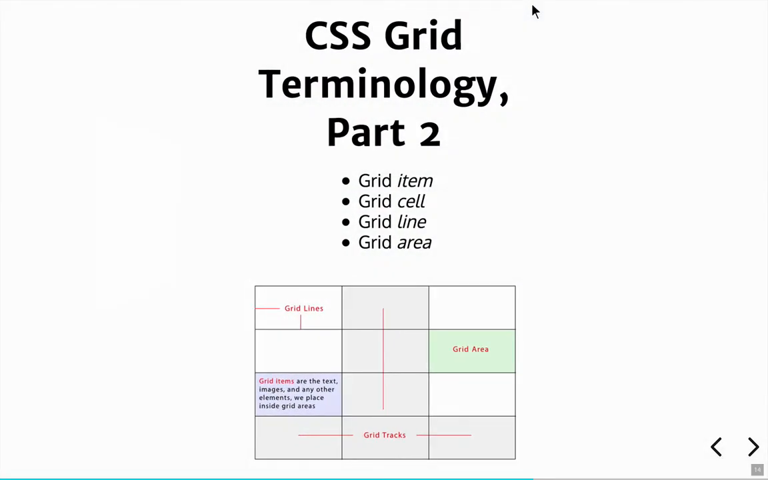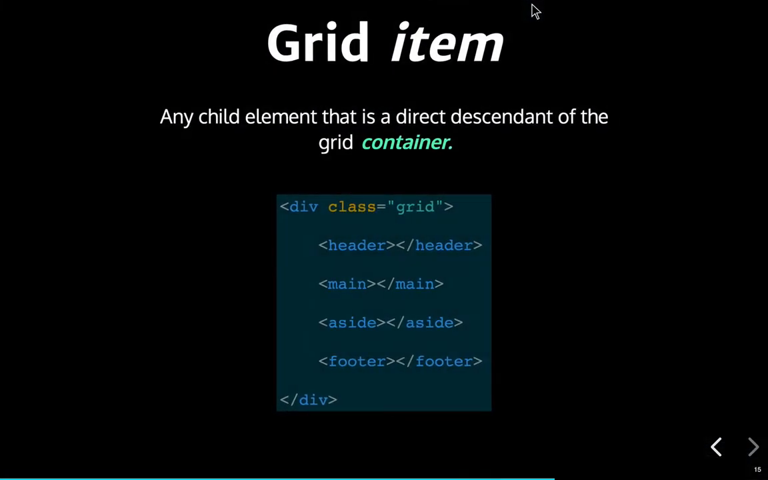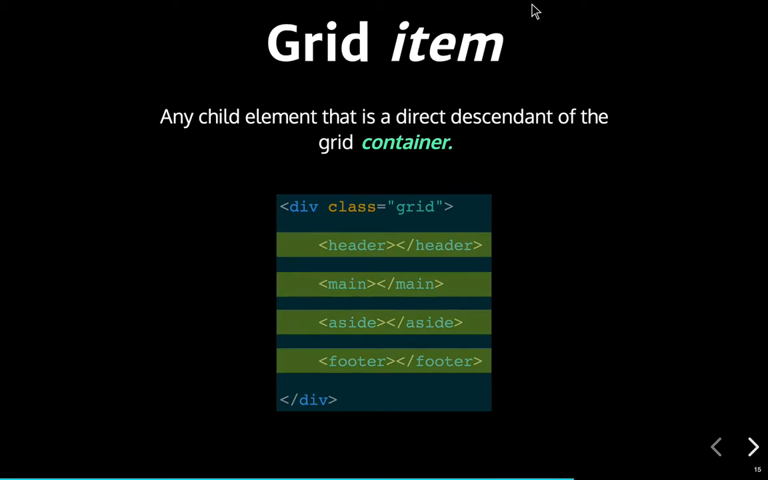So this brings us to CSS Grid terminology part 2. We're going to talk about grid item, grid cell, grid line, and grid area. To start, a grid item is any child element that is a direct descendant of the grid container. Here we have class of grid. If you call display grid on this, because it's the container and the parent element, all of these children are now grid items and fall into the grid container.